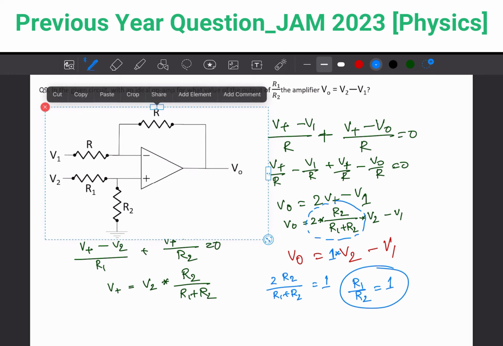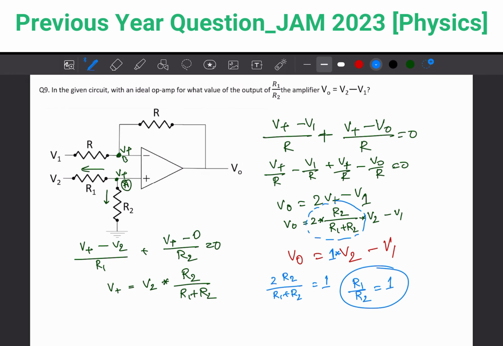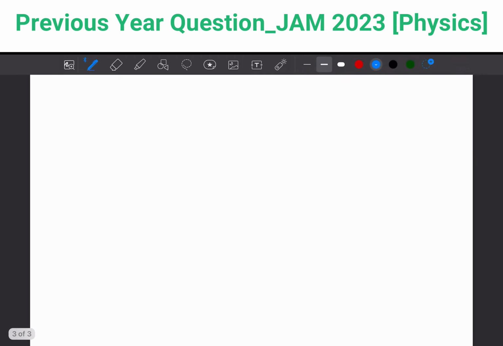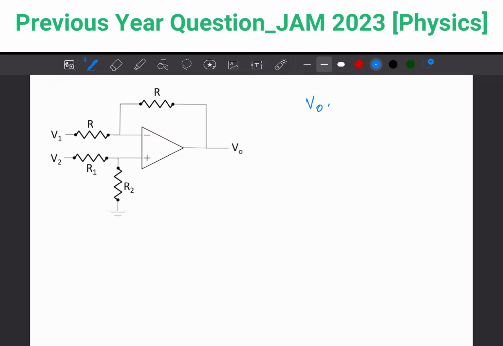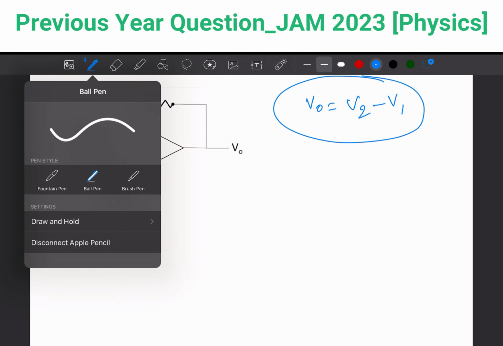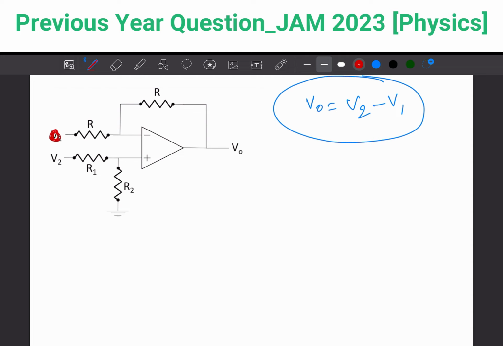And the other way I will show you is very easy. Here they already told us V0 is equal to V2 minus V1. I need to compare with this one. We already know that in the superposition theorem, we need to consider one voltage source at a time, right? So let's think about that. Now I will not consider this one. So that means this will be ground. Okay, this will be 0.